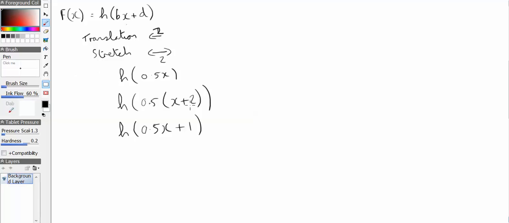And then again, I'd be tempted to go to my calculator, have a look what it looks like and make sure. I want to type all that in, ln of 0.5x plus 1. Lo and behold, I get the graph that's given to me. So I think that works okay.